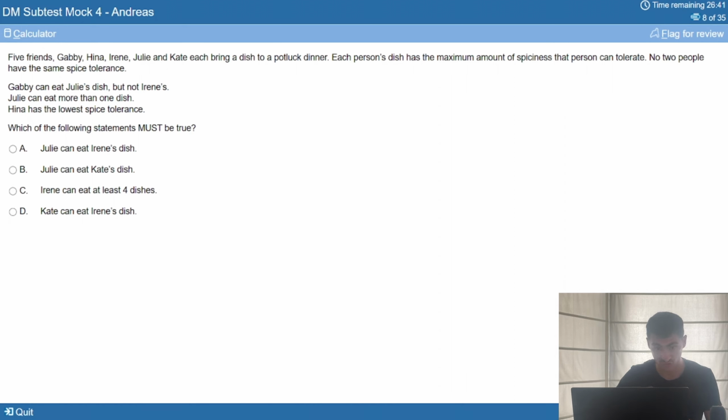So with logic questions, I usually skip them, but I can't skip all of them. So let's try to do the first one and see how it goes. So we have 5 friends, G, H, I, J, and K. Each bring a dish. Interesting dishes.